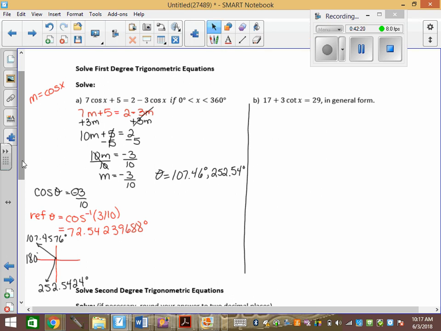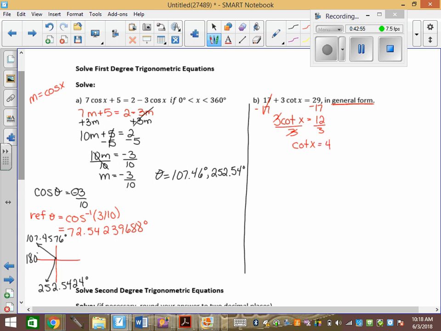Now the next one just has a cotan by itself, so I'm going to just solve for it. If it's confusing with the cotan, remember you could replace it. We want it in general form, so I want every single answer possible. I'm not restricting the domain. I'm going to subtract 17. 3 cotan x equals 12. And then I'm going to divide by 3. And I want where cotan x equals 4.